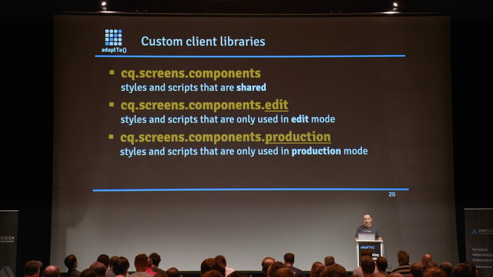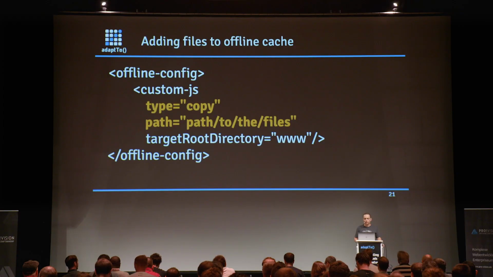When it comes to client libraries, it's also simple. Because we have two different modes, we have these three categories. You just need to include your stuff into one of these categories. It's either cq.screens.components if it's shared, or .edit if it's just for edit mode, or .production if it's just for production mode.